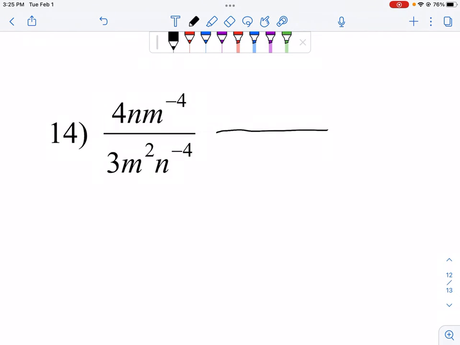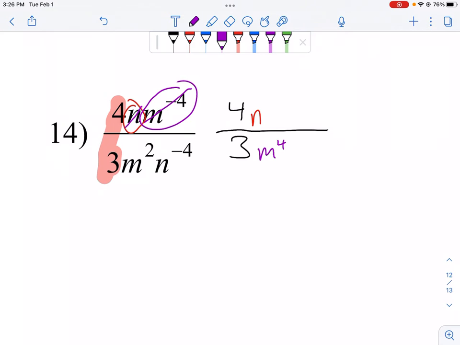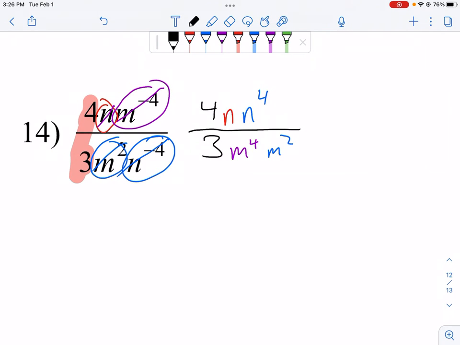In 14, I'm going to take a look at my base coefficients of 4 and 3. They do not reduce. And I'm going to go ahead and just go through and take care of any of my negative things before I do anything else. So n to the first power stays. m to the negative fourth needs to move. Now it's positive, so I use both of those up. I have m to the second stays. And n to the negative fourth needs to move up in order to become positive. So I've just rearranged everything.